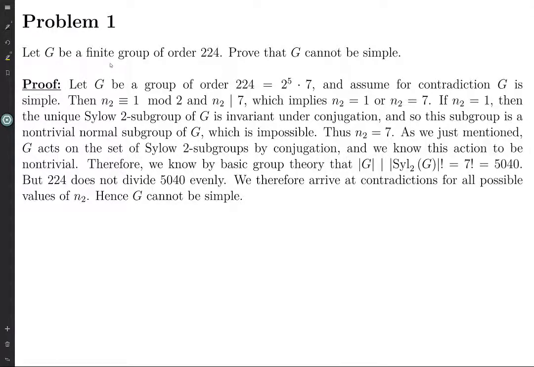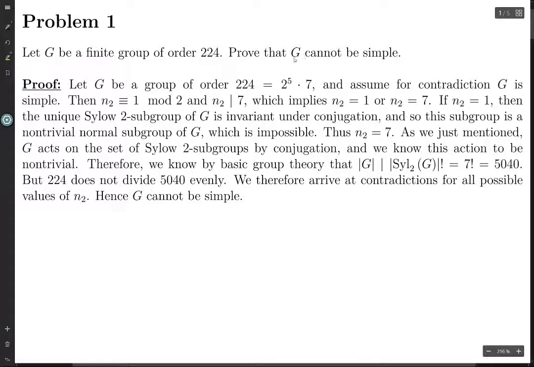Alright, here is a problem from the sample exam from this course. This is like the group theory question that's really easy if you know how group theory works. But even this wasn't so easy. Let G be a finite group of order 224, prove that G cannot be simple.